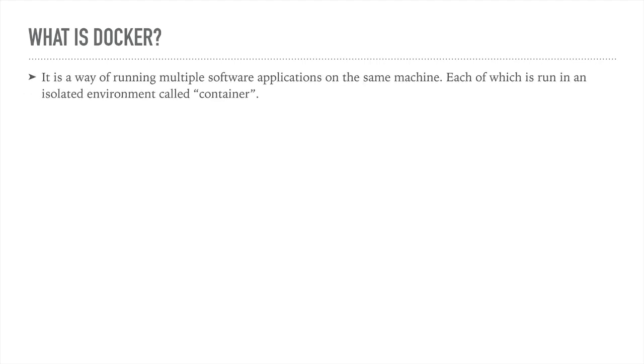Docker is a way of running multiple software applications on the same machine, each of which is run in an isolated environment that is called a container. And please take very good notice of this definition. It is running multiple software applications rather than running multiple virtual machines on the same machine. We will come to that later, but just take notice of that important distinction.